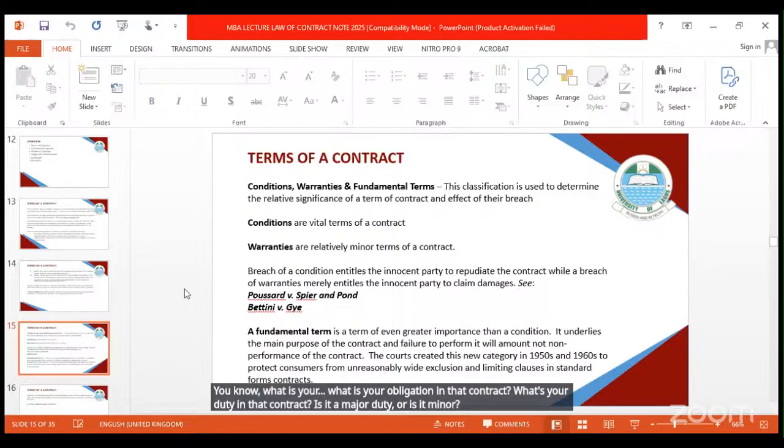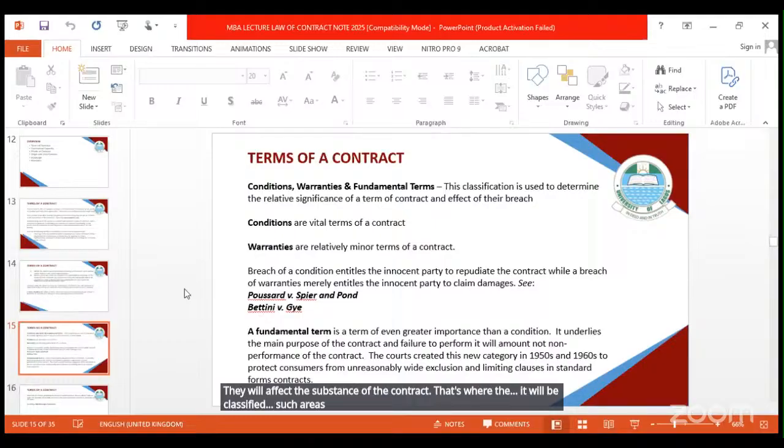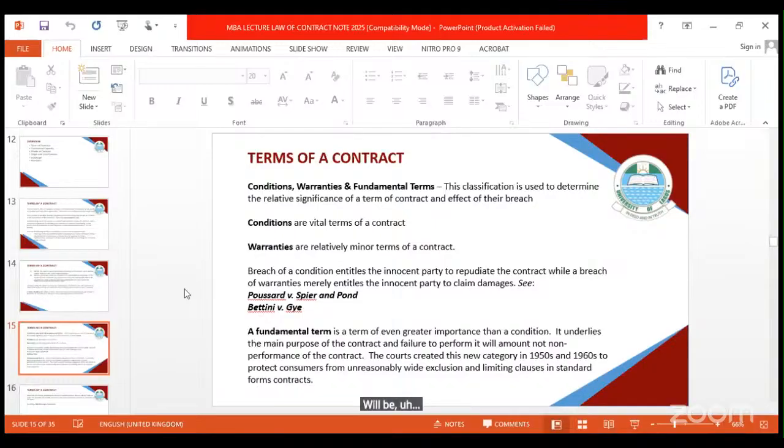When it says it's minor, it means that even if you don't carry out the obligation, the contract itself will not be affected. Of course, there will be a minor effect, but it won't affect the substance of the contract. But if your obligation is such that if you don't do it, it will affect the substance of the contract, that is why such areas will be classified as a condition, a warranty, or a fundamental term.